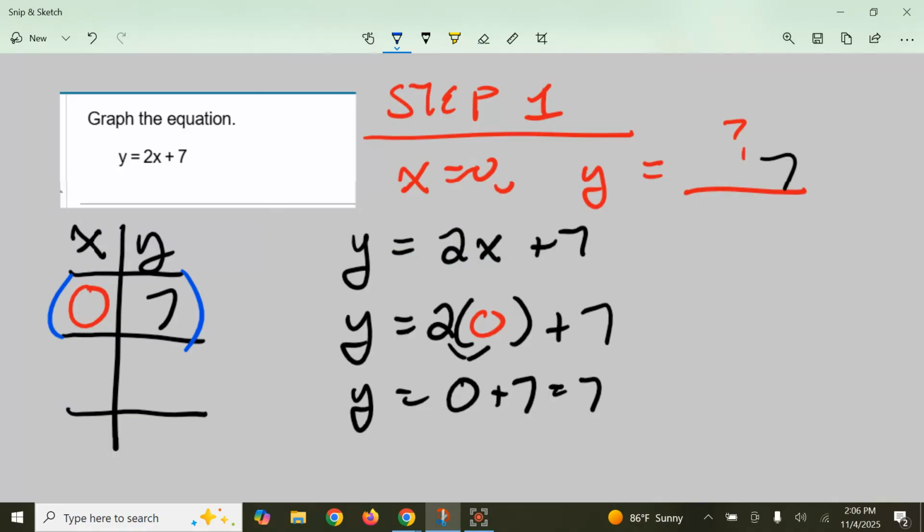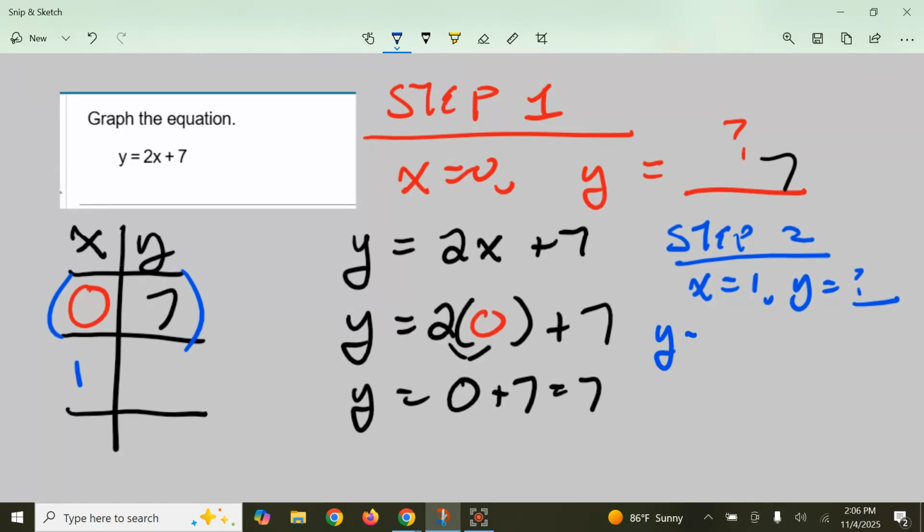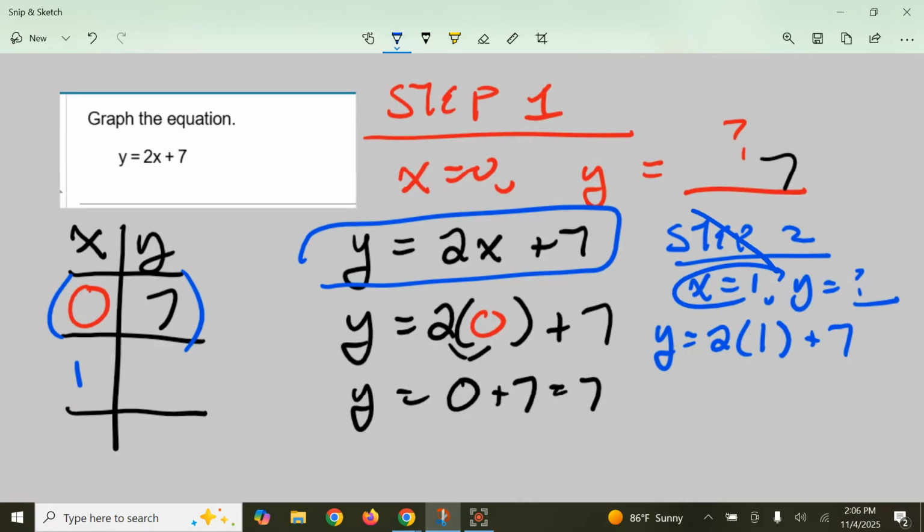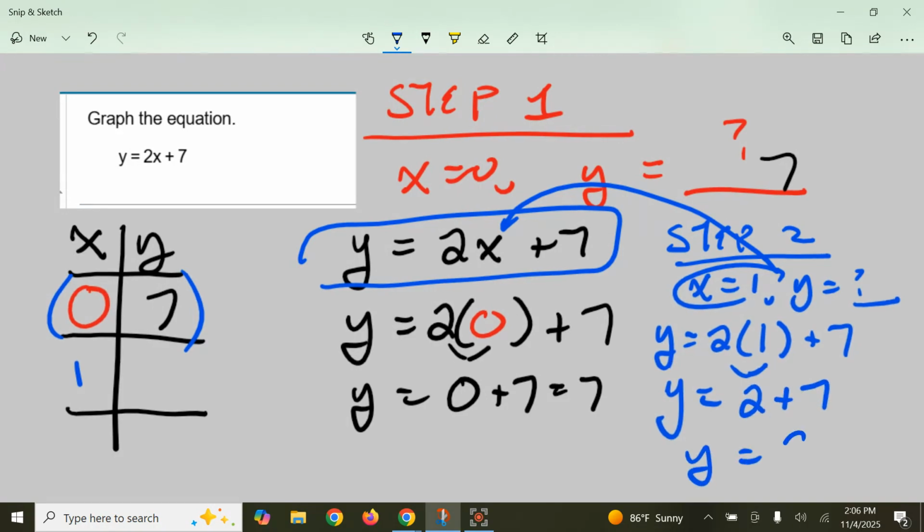Now, y'all, I'm going to pick another number for x. I'm going to keep it simple. I'm going to pick x as 1. So I'm going to write that right here. Step number 2, x is equal to 1. What about y? Okay, so look, y'all, y equals 2 times 1 plus 7. Because remember what I'm doing. I'm coming back to here, and everywhere I have an x, I'm putting a 1. So 2 times 1, y'all, that's just 2. And 2 plus 7 is 9. There's my second point. So, y'all, we got 2 points: 0, 7 and 1, 9.